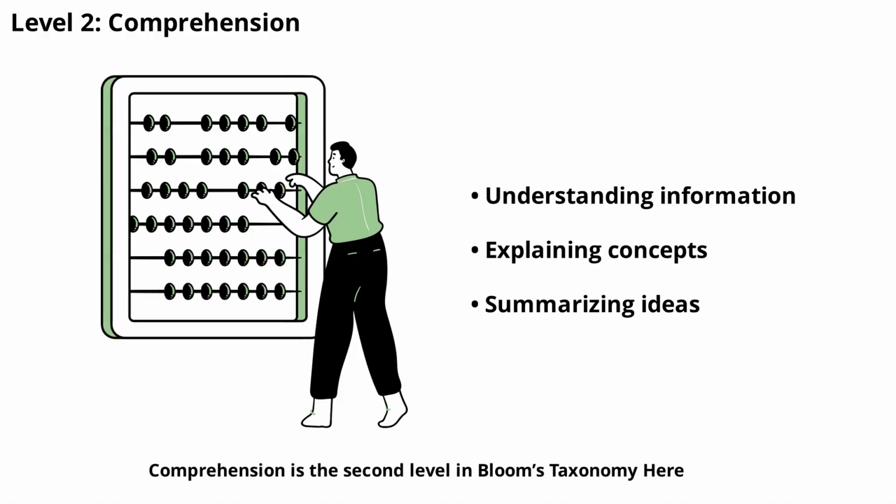Comprehension is the second level in Bloom's taxonomy. Here, learners move beyond memorization to understanding the meaning of information. They can explain concepts in their own words, interpret data, and summarize ideas. This stage is essential for making sense of facts and connecting them to broader concepts.